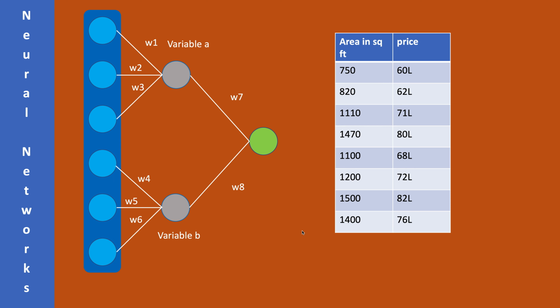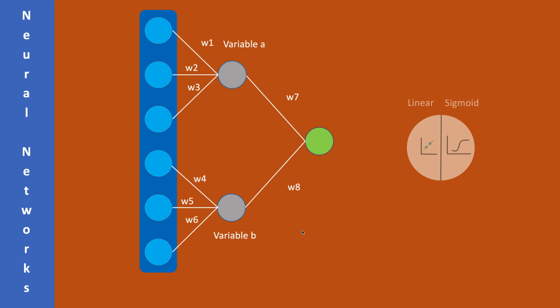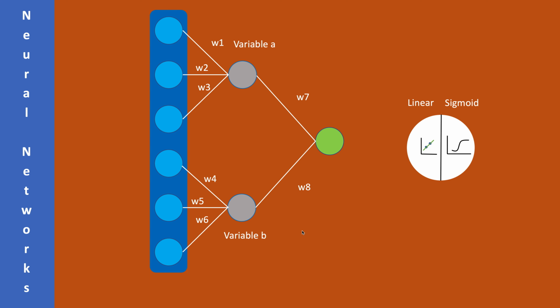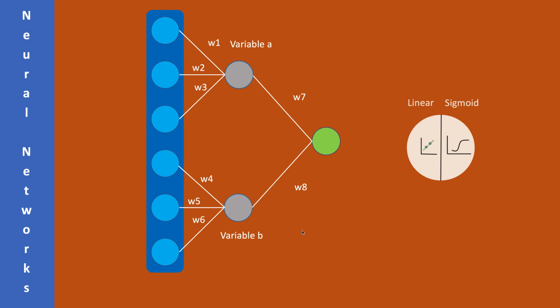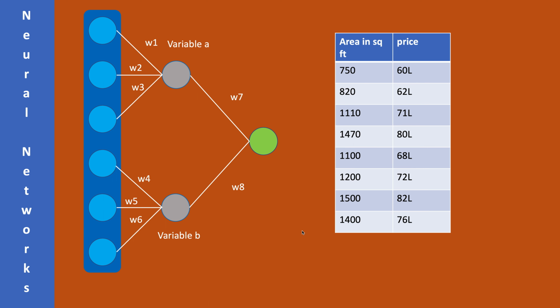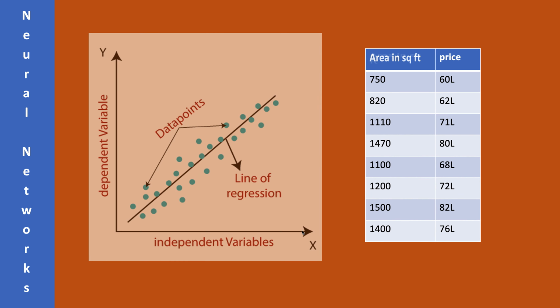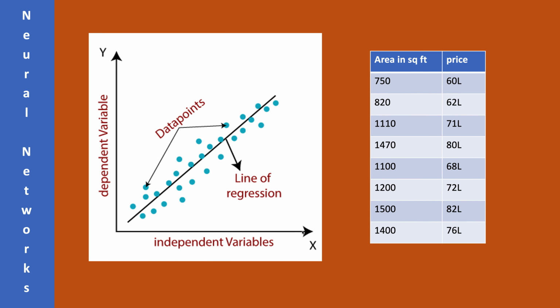This part of the neuron, so there are simply two parts of the neuron. There's a linear part and a sigmoid part. In the linear part, it will take all the data points of this variable, area in square feet, and try to fit a line that fits the data points the best. To find this line, it will use the equation of a line, y equals mx plus c.